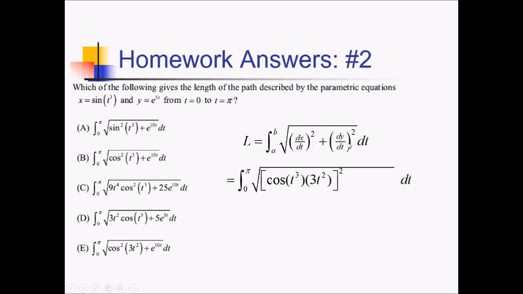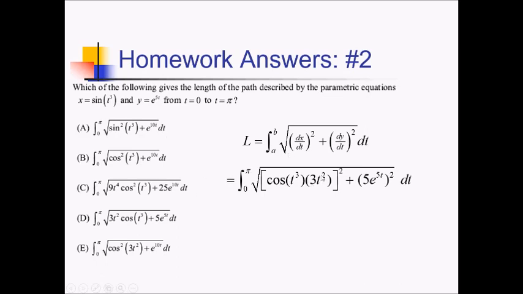Next, I need dy over dt squared. dy over dt is going to be the derivative of e to the 5t. Just using a quick chain rule, that's going to be 5e to the 5t. And we're squaring that. But now that doesn't match any of the answer choices, not exactly, so we have to simplify it at least a little bit. We don't have to evaluate it all the way, but we have to simplify it enough to match.